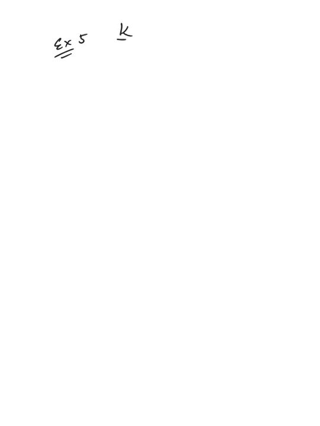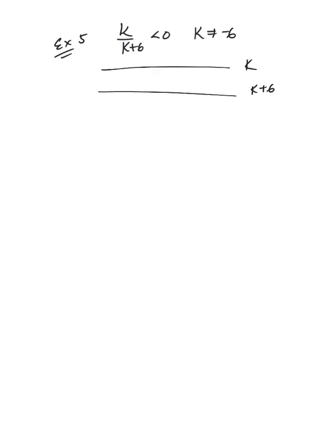k over k plus 6 is less than 0. Okay, k cannot equal -6. We're going to make a chart for k and a chart for k plus 6. Whichever chart you're making, keep in mind that k cannot be -6.